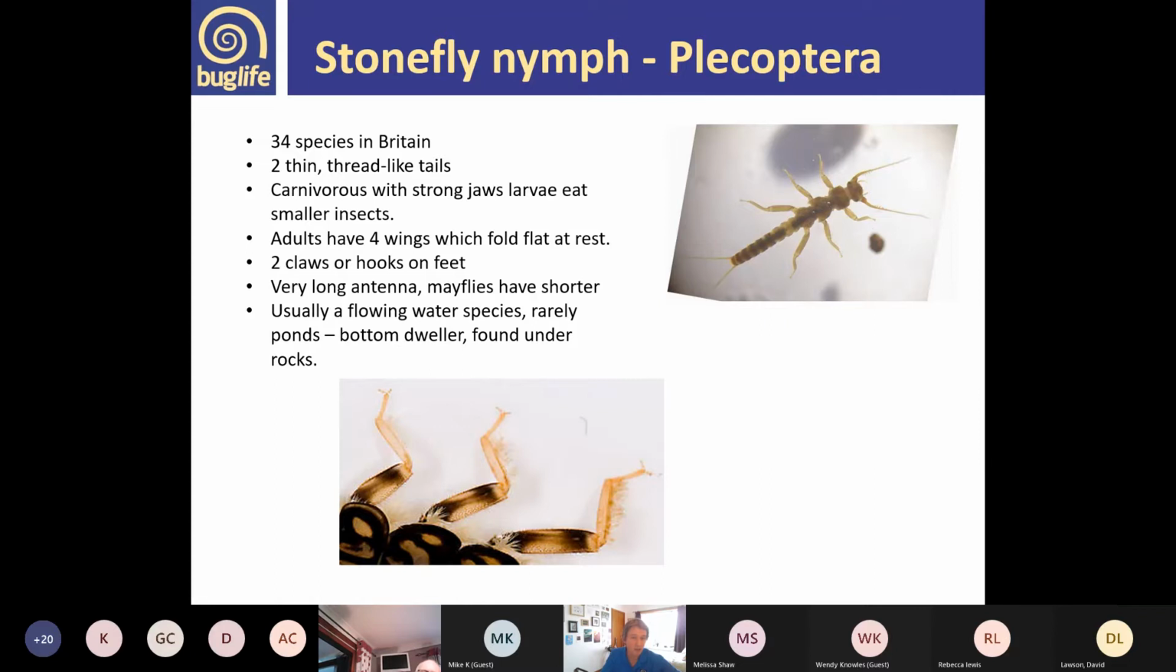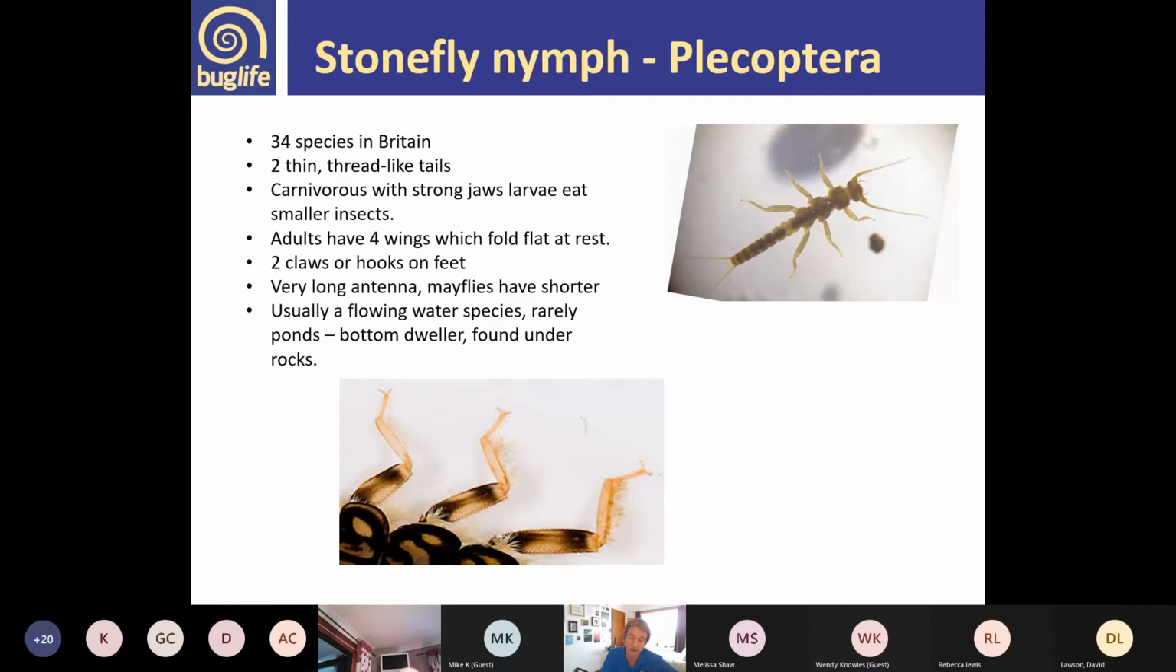Another thing that you could look for to separate them from mayfly is that they tend to have much longer antennae. They often prefer flowing water where they may be found hiding under rocky substrates. So stoneflies are one of the so-called river flies, because they do prefer flowing water, although they can also be found in pond habitats from time to time.